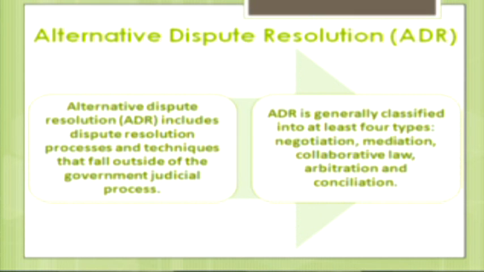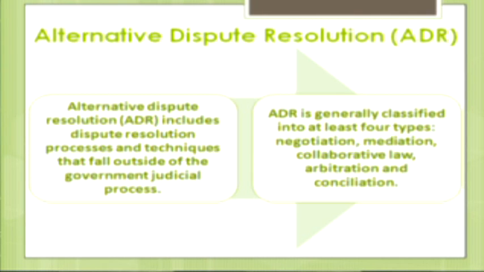As we discussed in the previous session about arbitration and conciliation, and about litigation also, they are methods which are used for settling disputes in international business. So alternative dispute resolution is again one method to resolve the disputes that arise in international business.